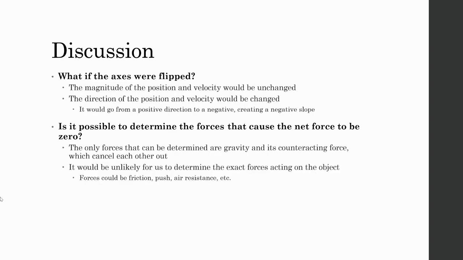Here are some further discussions for the experiment. What if the axes were flipped? The magnitude of the position and velocity would remain unchanged. However, the direction of both would be changed from a positive value to a negative. Is it possible to determine the forces that cause the net force to be zero? As seen previously, the only forces that we know for certain are gravity and its counteracting force. It would be unlikely for us to be able to accurately determine the other forces present.